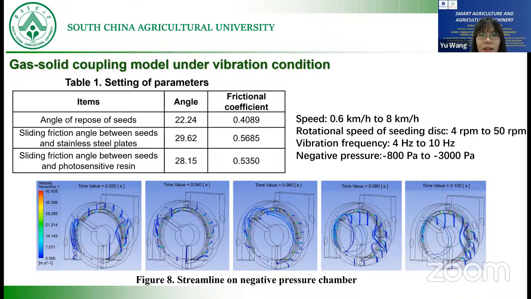And the vibration frequency, based on our previous investigation, the low frequency is a major reason to cause the instability of the seeding. So we focus on 4 to 10 Hertz. Also, the corresponding negative pressure is based on our experiment, from negative 800 to 3000 Pascal. And finally, we can show some streamline.